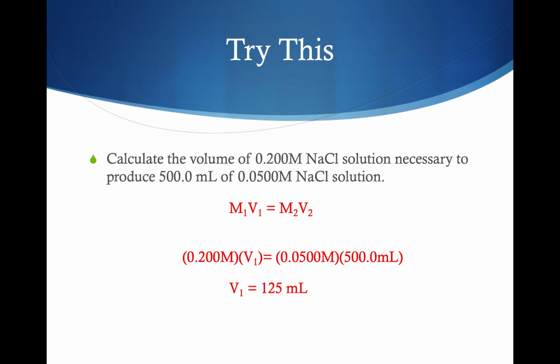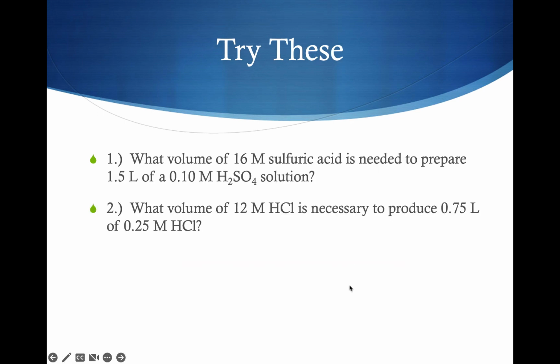Now, of course, a dilution involves adding water, so what's the rest of this solution going to be? Well, it's going to be water. I'm going to take 125 milliliters of my original stock solution and then add water until it gets up to 500 milliliters. Here are two to try on your own. Pause the video here, and when you come back, I'll reveal the answers.